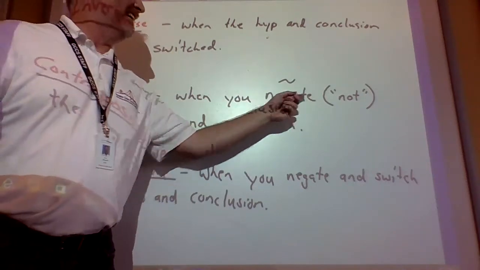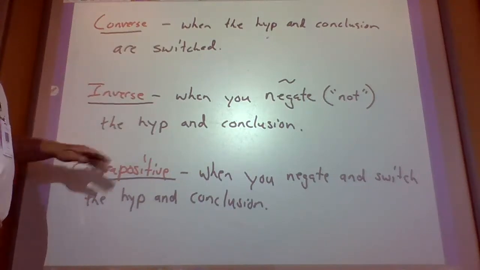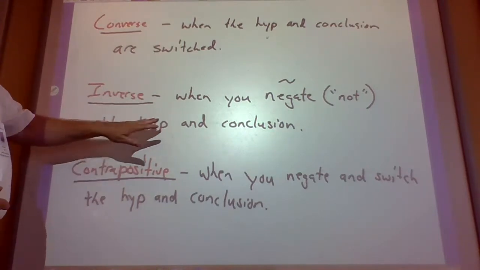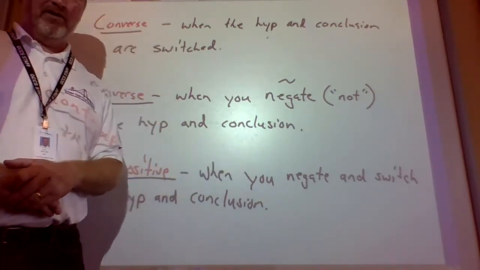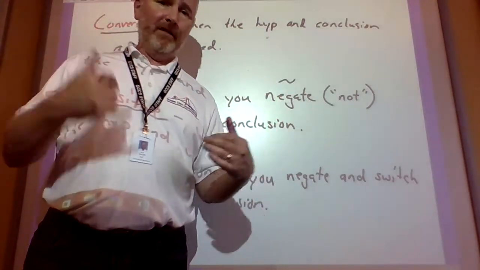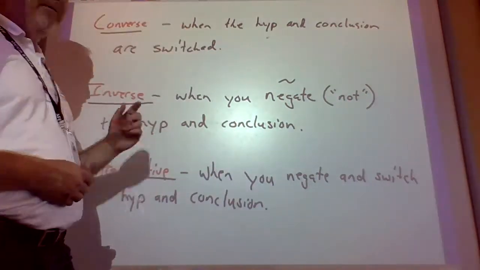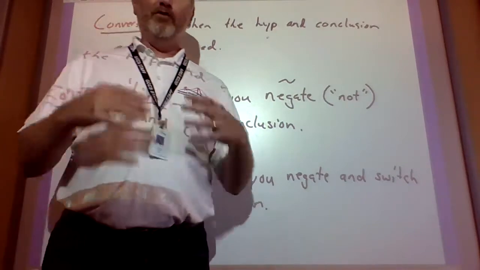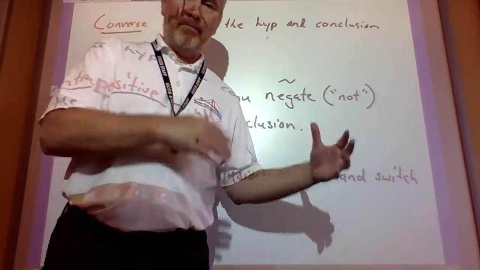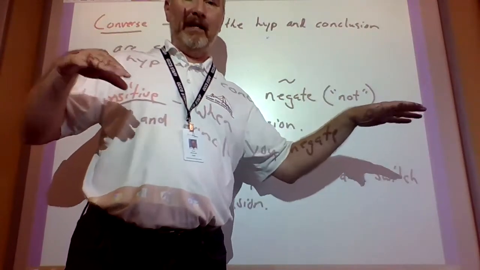When you negate it or when you "not" it, you turn it upside down. You give it the opposite meaning. So when you negate the hypothesis and the conclusion, you're going to not both of them. If you go back to my original example, if you'd like to speak to a customer representative, then press 0, the inverse of that would be: if you do not want to talk to a customer service representative, then do not press 0. I put a not in the hypothesis and I put a not in the conclusion.